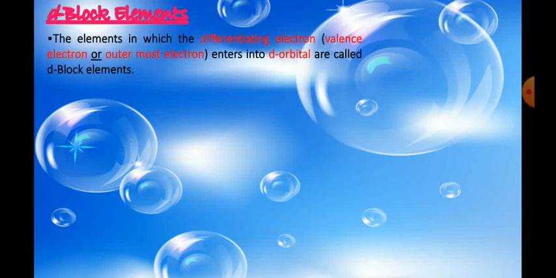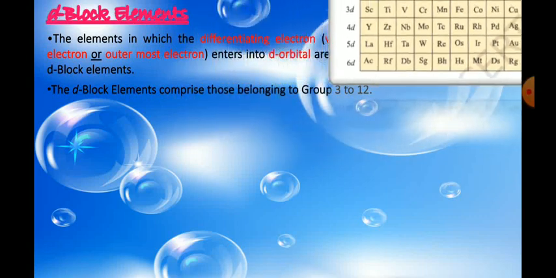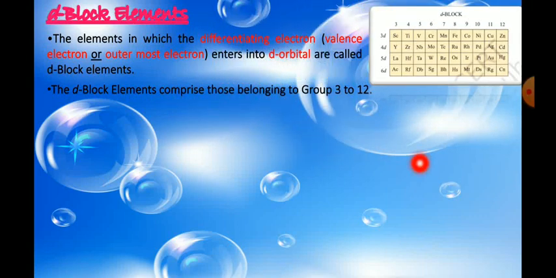Next one is d block. What are d block elements then? Pretty simple it is. These are the elements in which the differentiating electron, valence electron, outermost electron, or even we call it the last electron, enters into d orbitals, are called d block elements. Since d orbitals can accommodate a total of 10 electrons, the d subshell has 5 d orbitals: dxy, dyz, dxz, dx2-y2 and dz2.